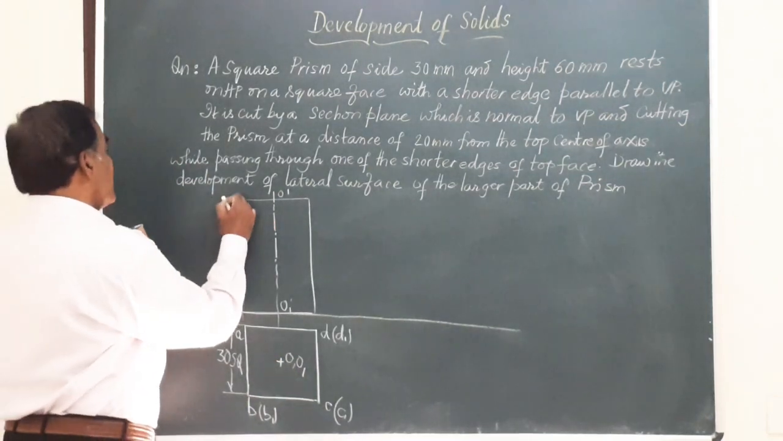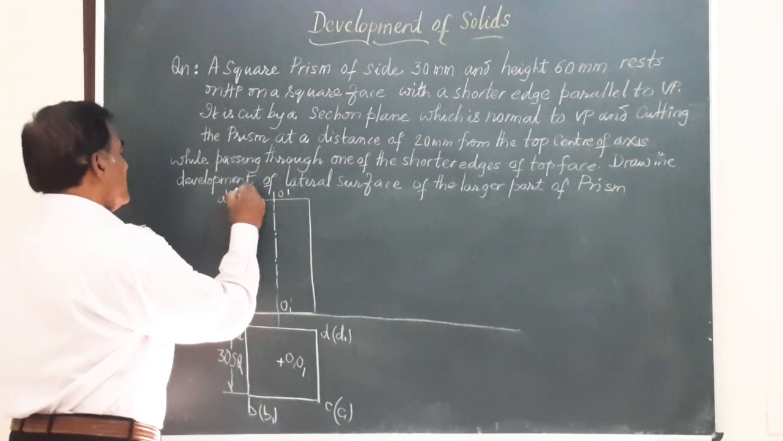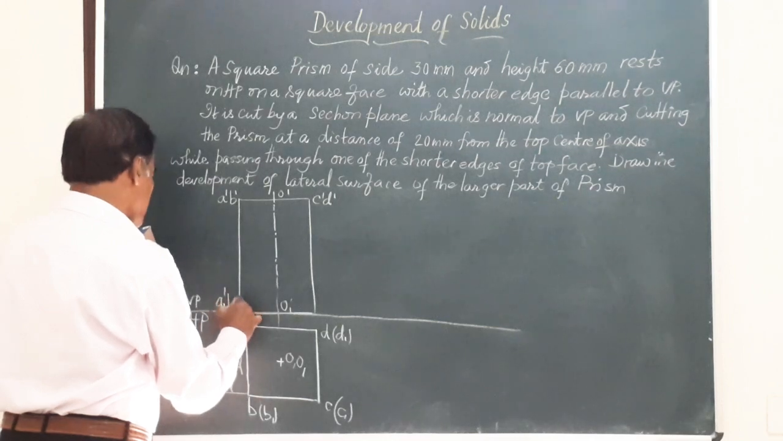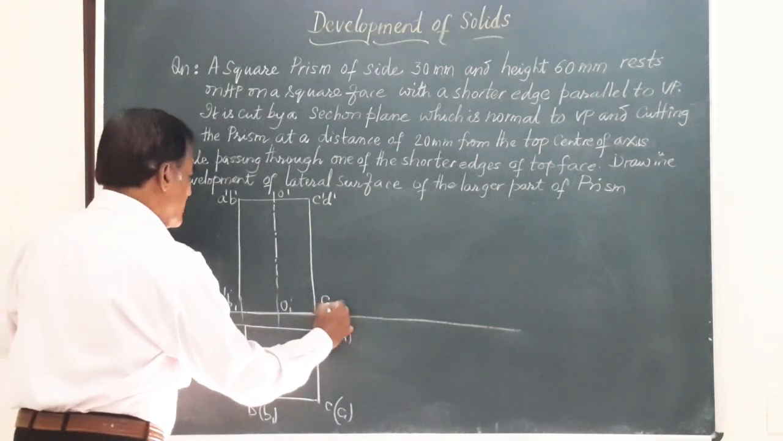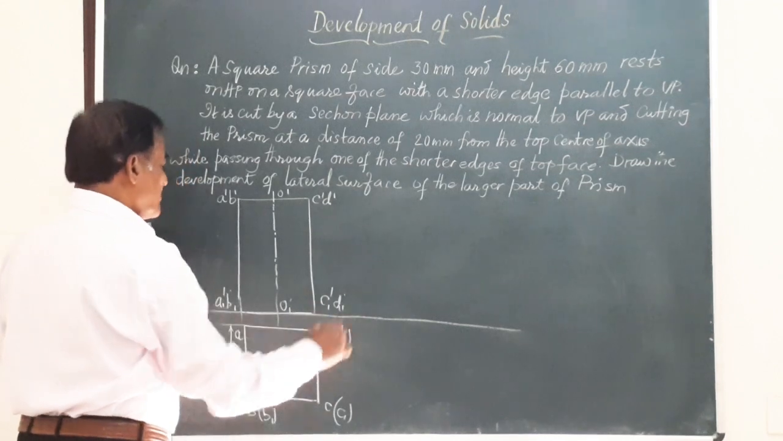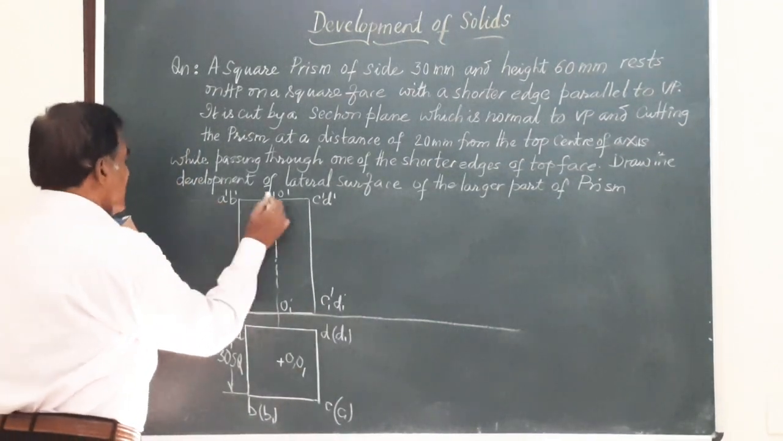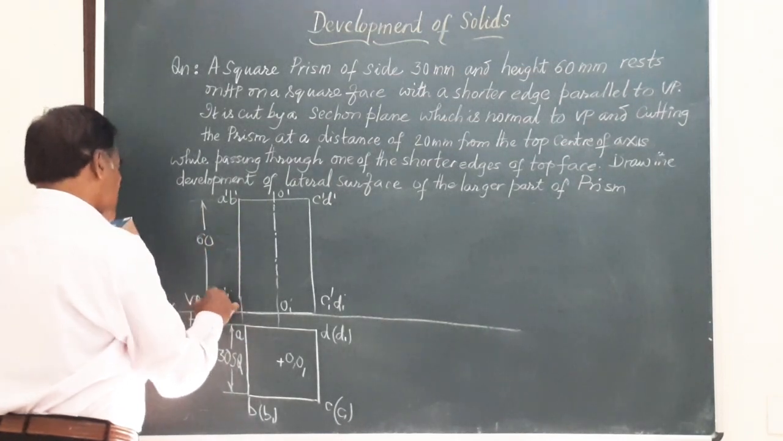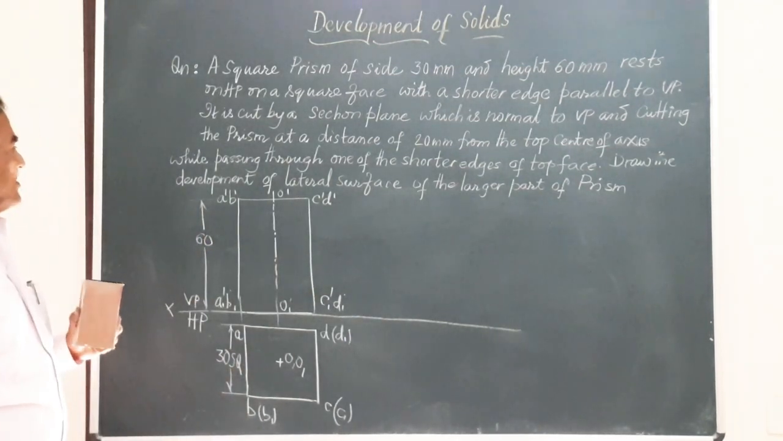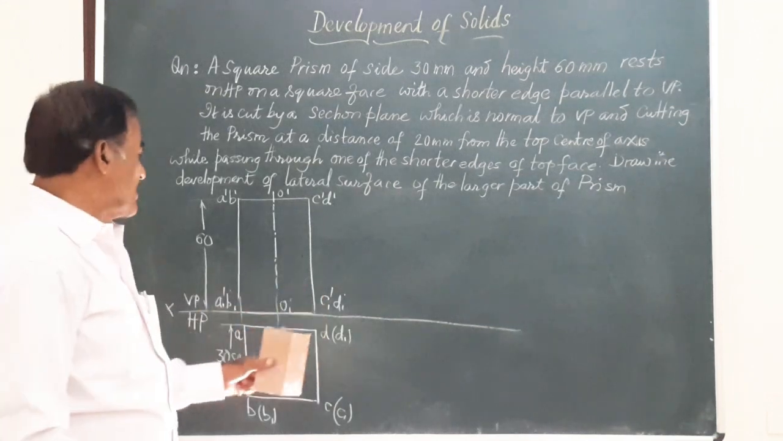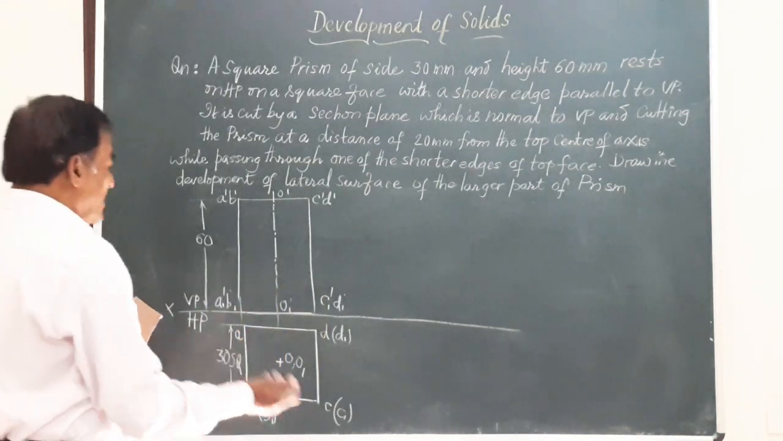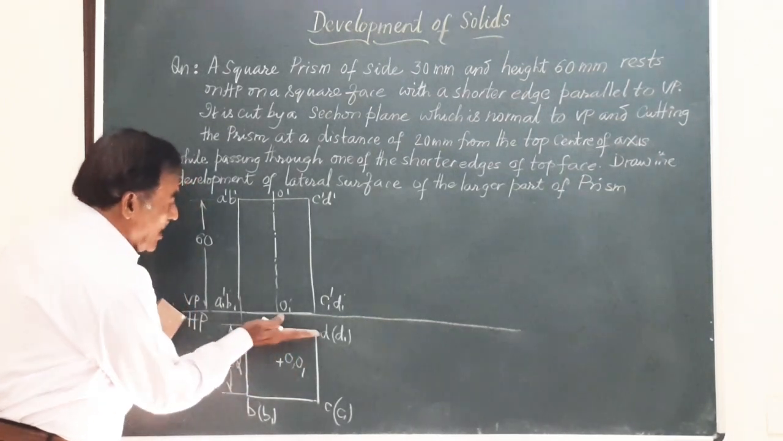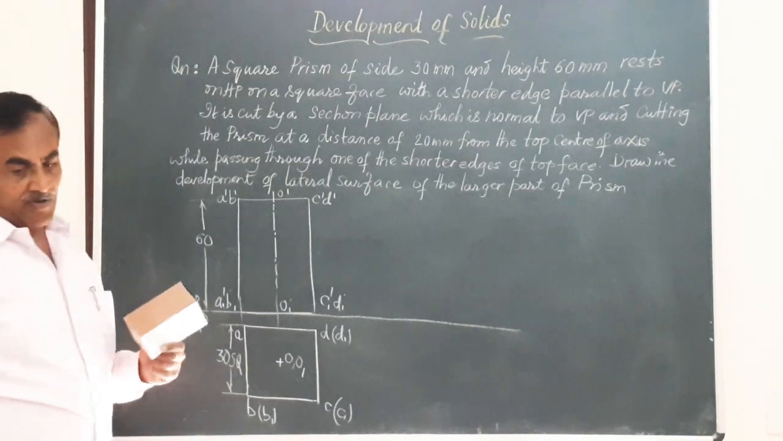Here on this line you get A dash B dash. This is C dash D dash. Bottom one is A1 dash B1 dash. This is C1 dash D1 dash. So we have got the height of the solid as 60 mm. Let's mark it and show all the dimensions here. So the object, that is a square prism, is resting on one of the square faces on HP such that one of the shorter edges is parallel to VP, or one of these rectangular surfaces is parallel to VP.